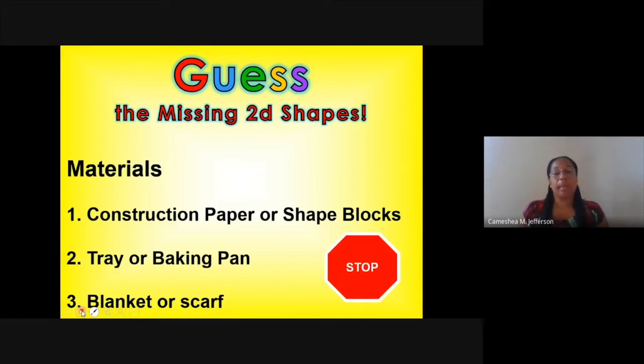For the construction paper, you're going to get construction paper and cut out shapes, the four shapes that we've talked about, the circle, square, rectangle, and triangle. Or if you have shape blocks for these items, you can use those. You want some type of tray or baking pan to be able to do the activity, and a blanket or a scarf. So right here, I have this sign where it says stop, and it is red with white letters.